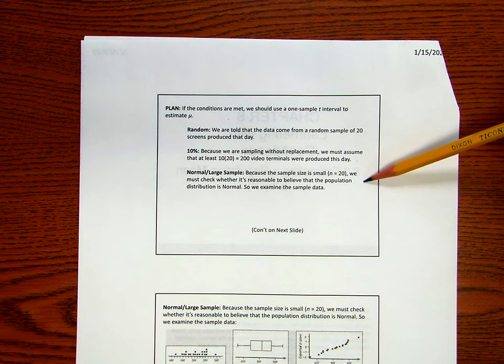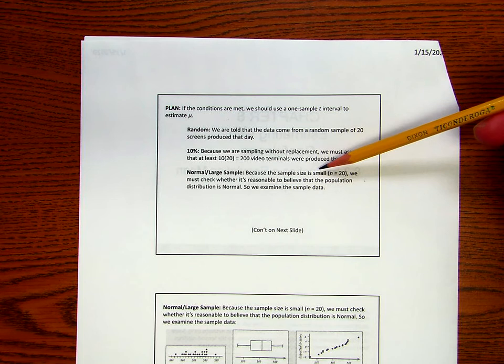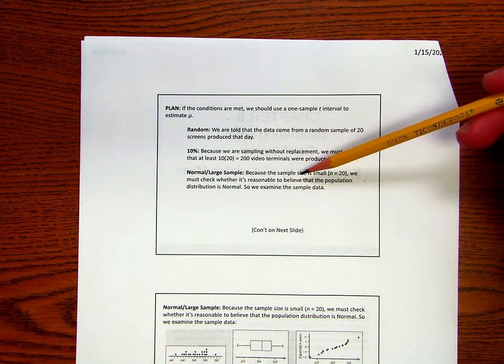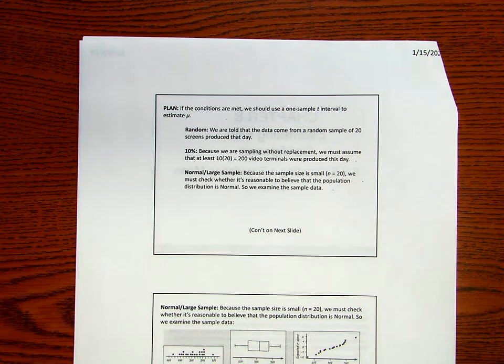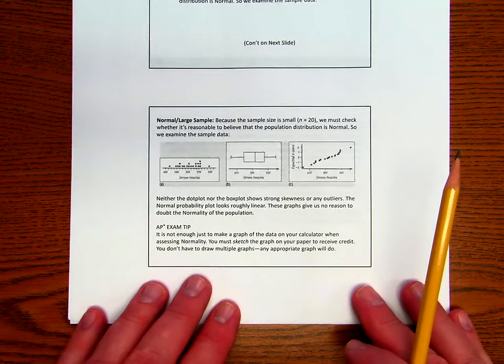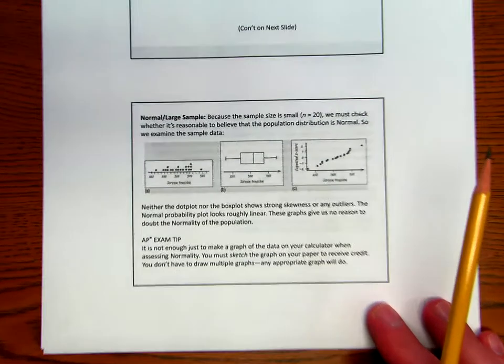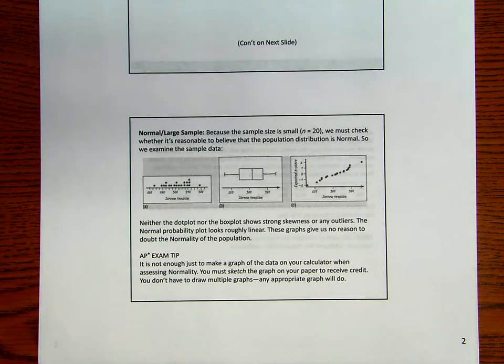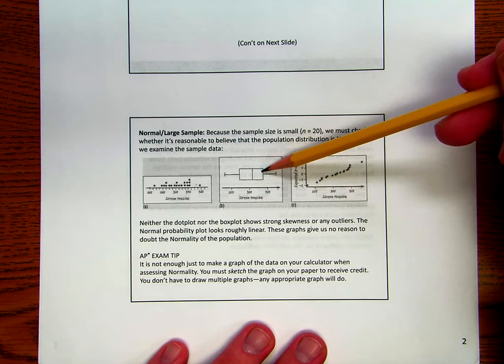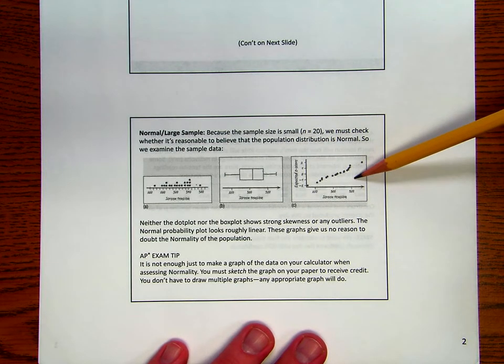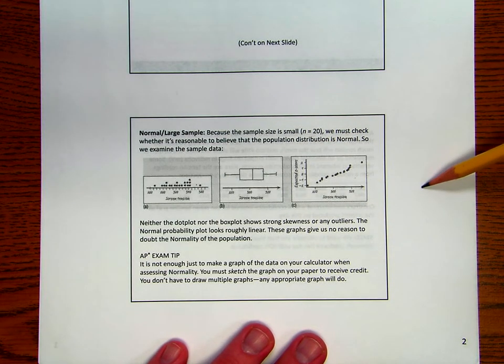Here's where we get a major variation from what we talked about yesterday. Because the sample size is small, 20, we must check whether it is reasonable that the population distribution is normal, so we examine the sample data. What we need to do is make some kind of graph with the sample data. We could produce a dot plot. We could make a box plot. We could do a normality plot. Actually, the fourth option is a histogram.